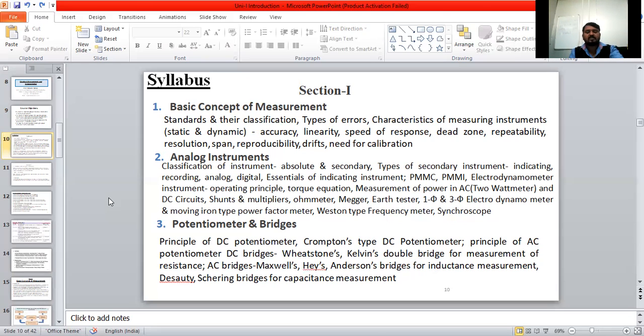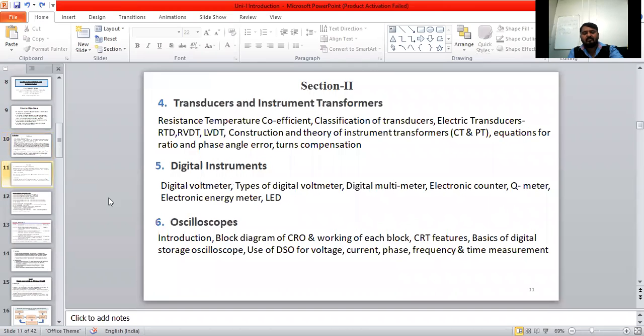Next, we will move to section 2. This section 2 has 3 units. It is very simple, and it will not take much time to finish.